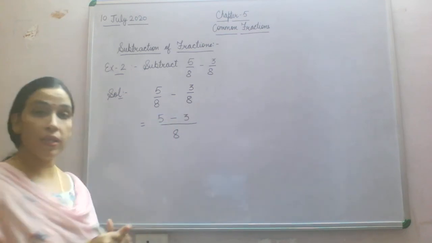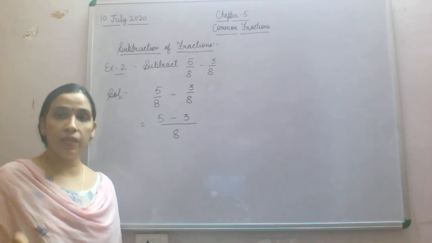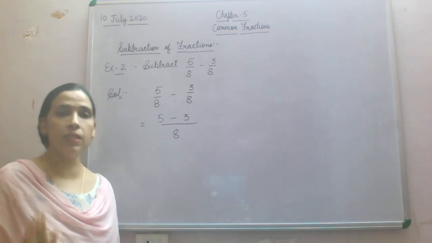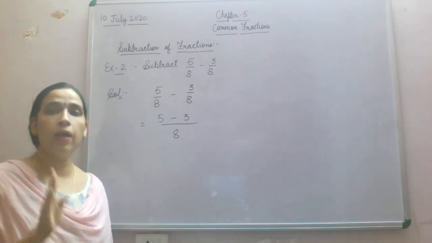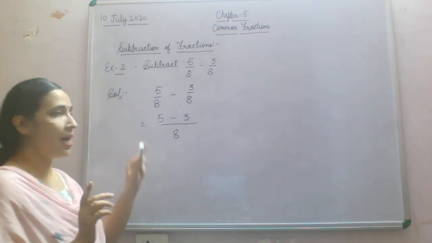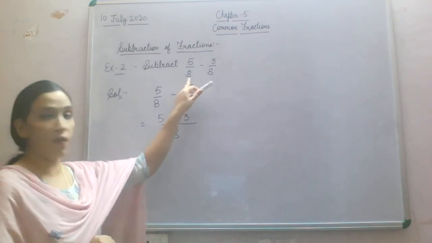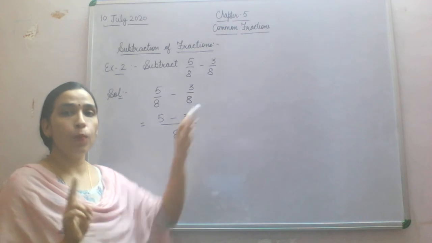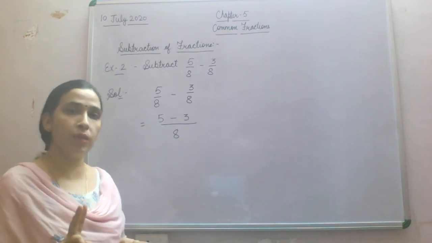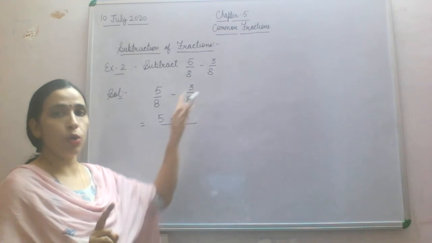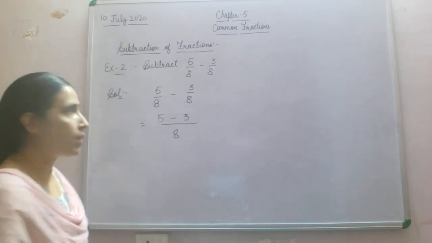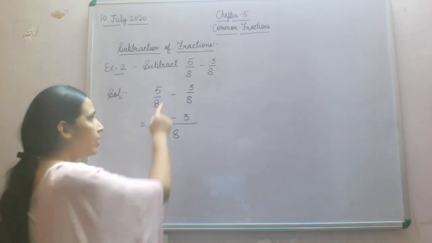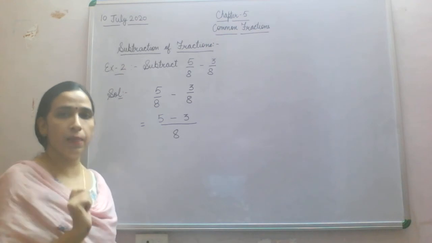So let's revise it. What is given here? You have been given two fractions which are like fractions. Now what are like fractions? Like fractions are those fractions which have the same denominator. As you can see in this question, you have been given two fractions, 5 by 8 and 3 by 8. Both fractions have the same denominator, which is 8. So what do we have to do in this question? We have to subtract 3 by 8 from 5 by 8. It means we write 5 by 8 first, minus 3 by 8.